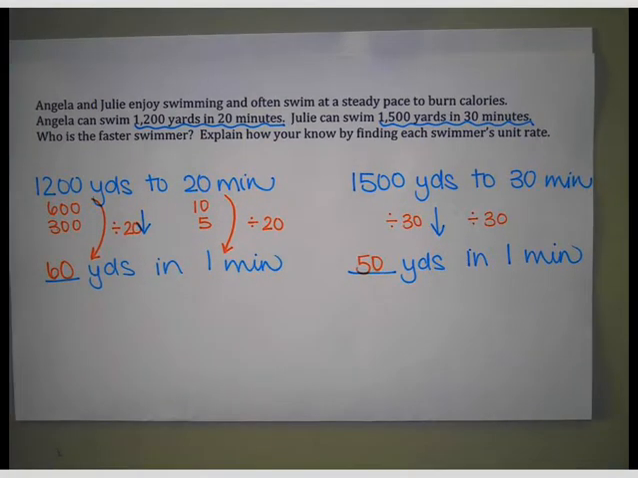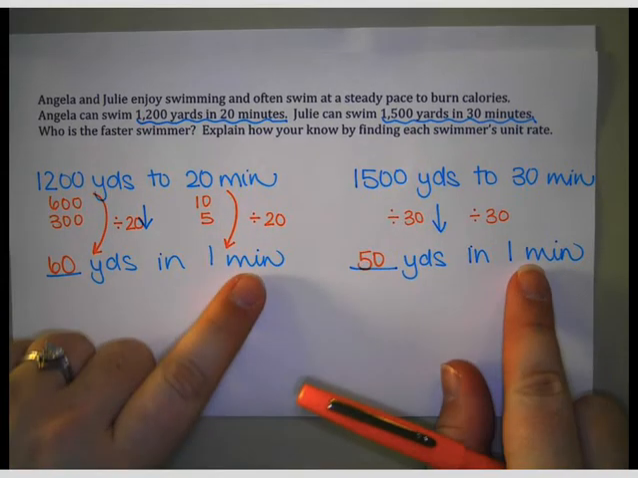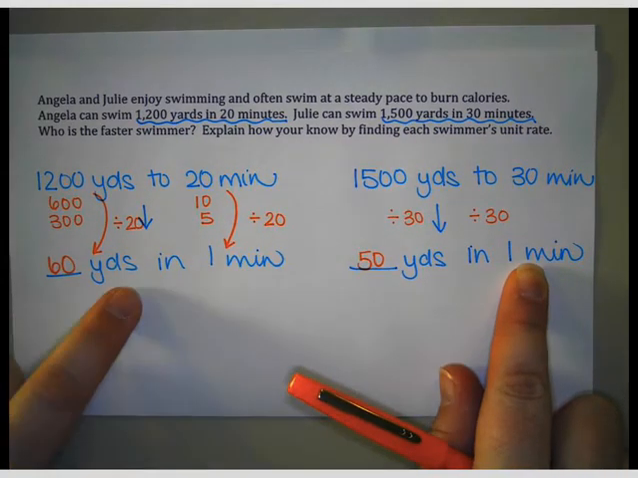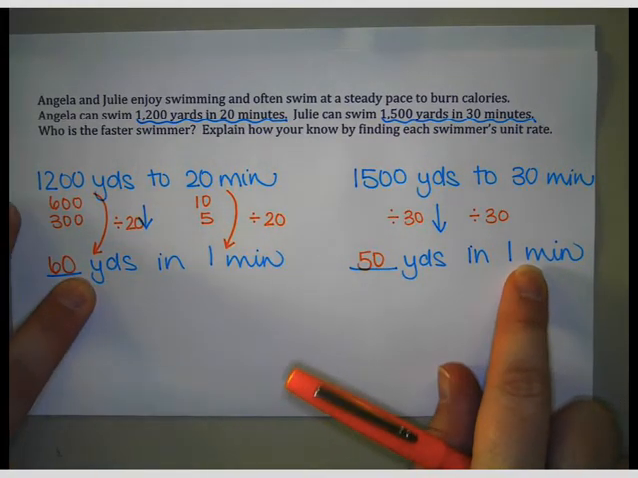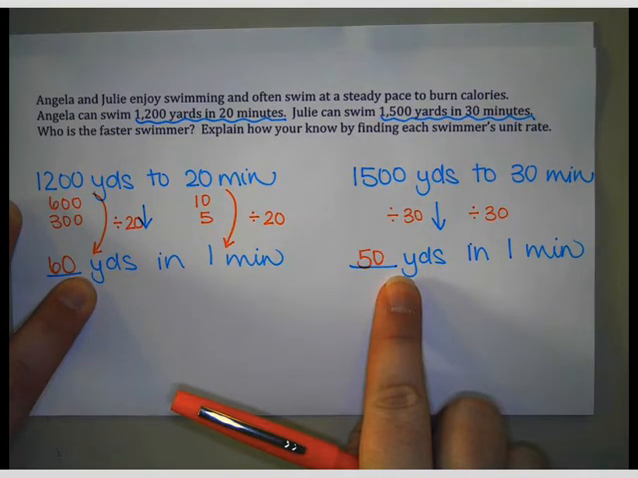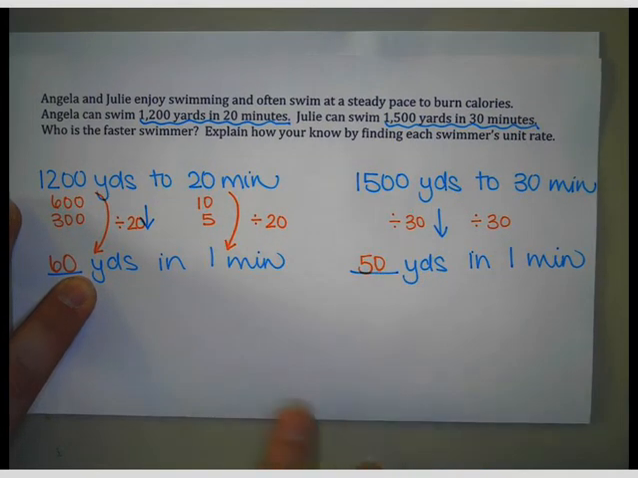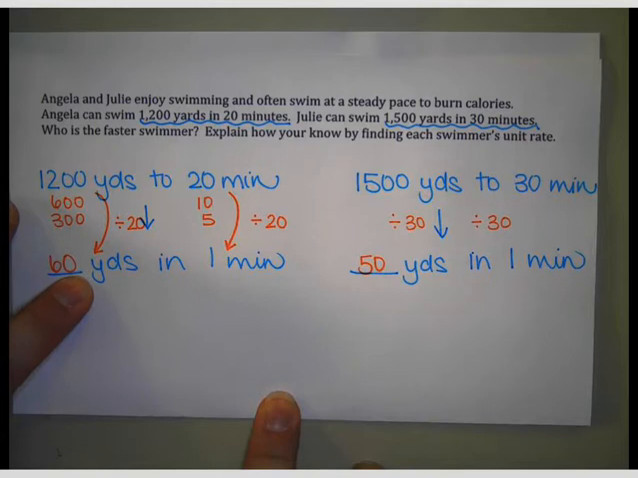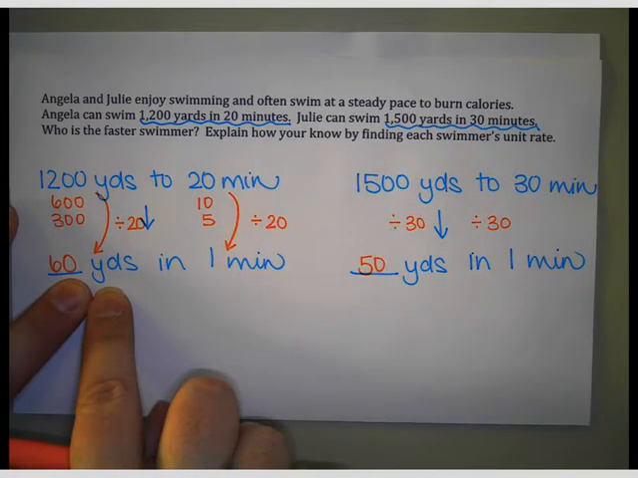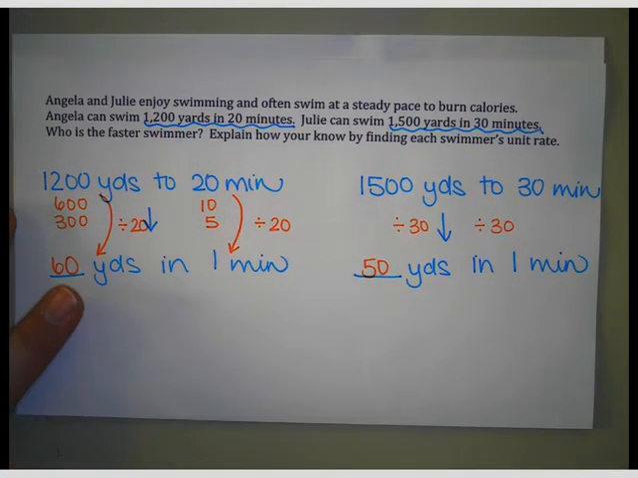So then the question is, who's the faster swimmer? Well, I know that if in the same 1 minute, Angela is going 60 yards and Julie is only going 50 yards, that Angela must be the faster swimmer. She's covering more distance in the same amount of time.